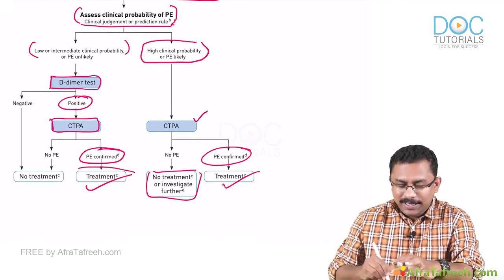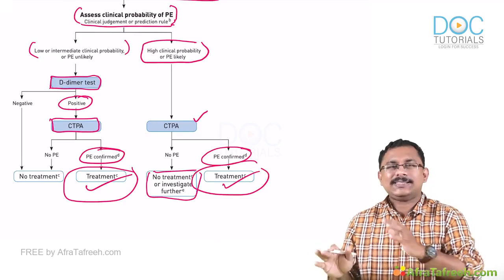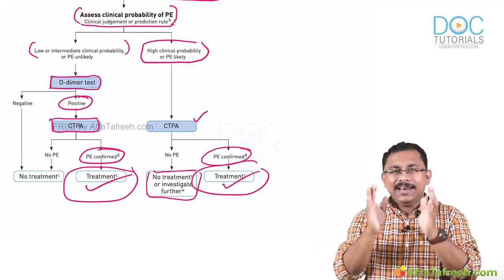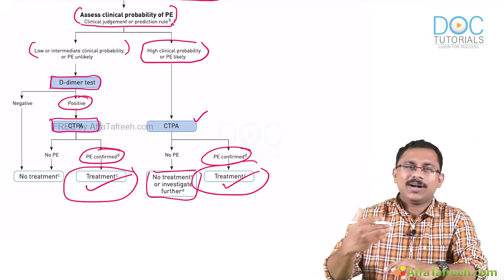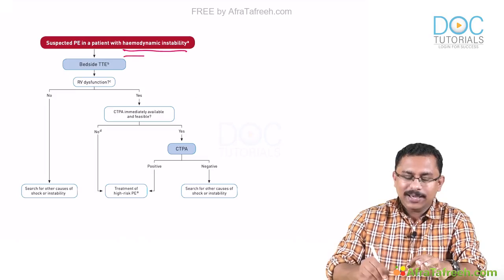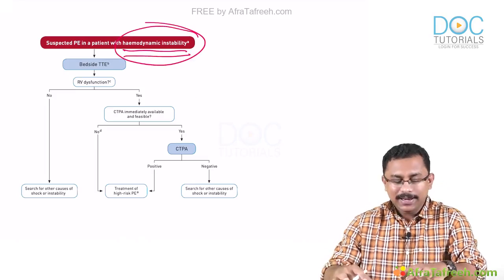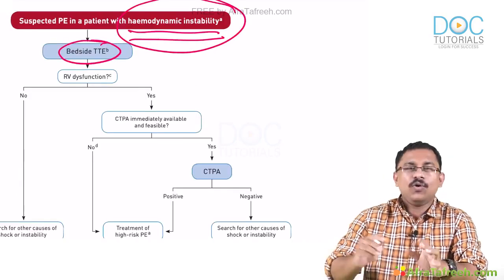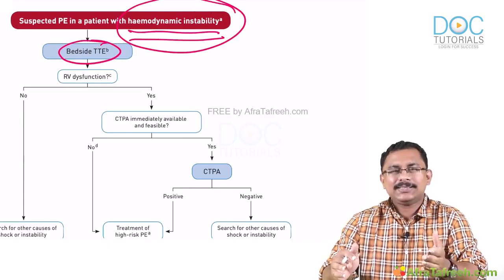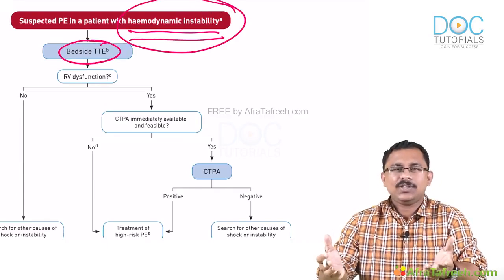Now, what is the treatment that you are going to offer? We will discuss that in due course. But for the time being, you understand this is the algorithm in which you are going to work up a patient. And suppose the patient is having a hemodynamic instability, okay, then it is always advised that you go for a transthoracic echo, because in most centers you will have an echo machine available.